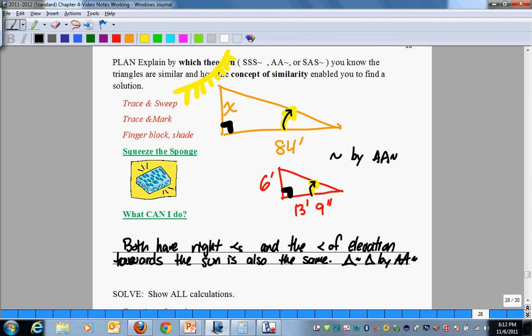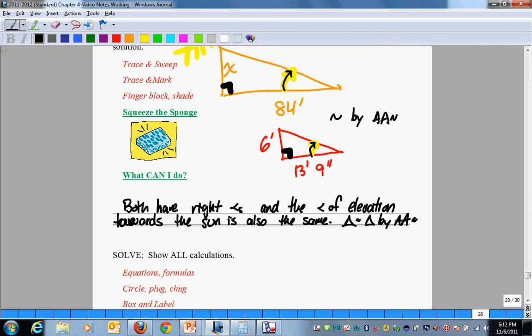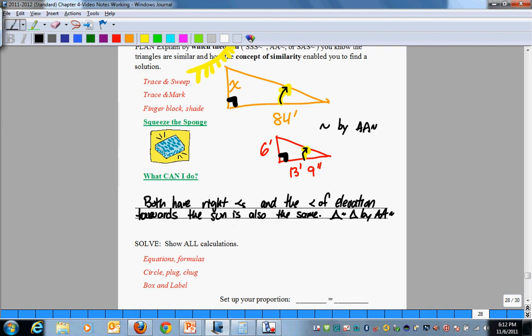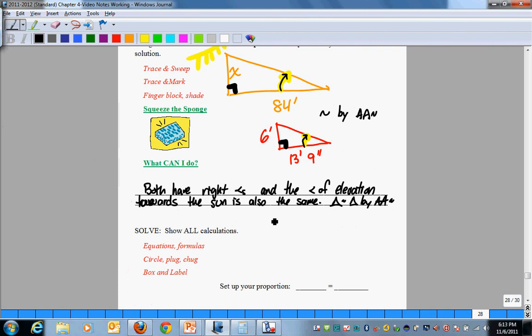Once you have triangles that are similar, you can create a proportion. So we're going to go height over height equals shadow over shadow. There's actually several ways we could do this. Let me show you several here. We could go x over 84 feet equals 6 over 13 feet 9 inches.